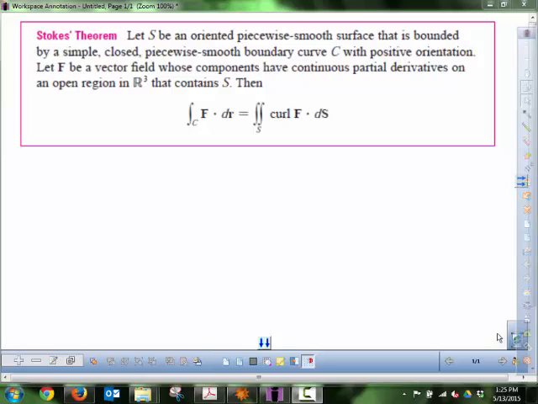What do you get when you take a curl of a vector field? Not a conservative. It's the amount of rotation. But the answer I was going for was a vector field. So when you take the curl of a vector field, you get another vector field.